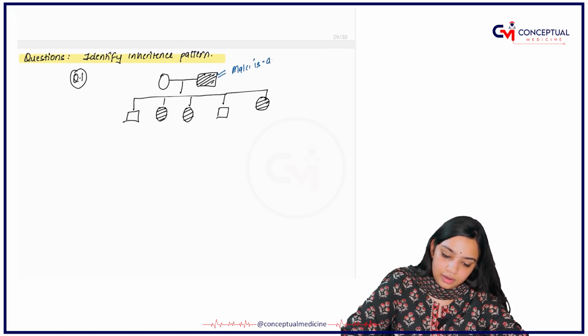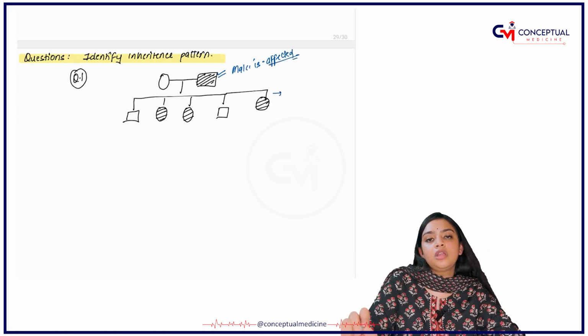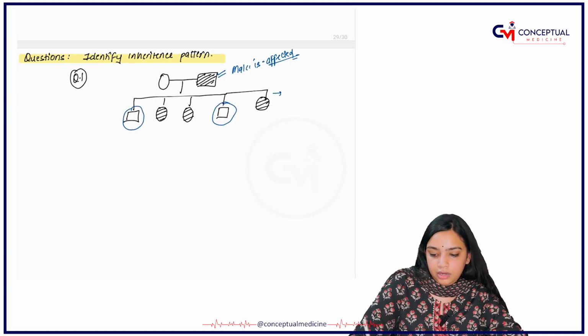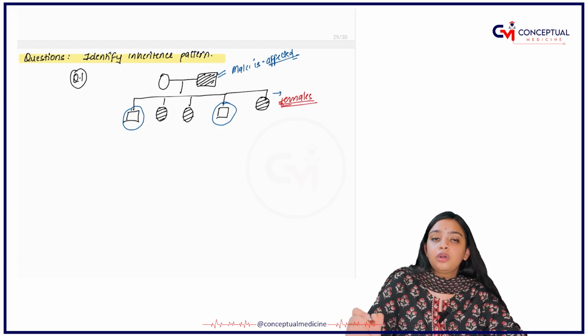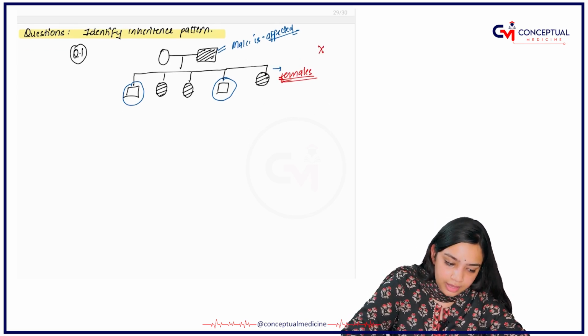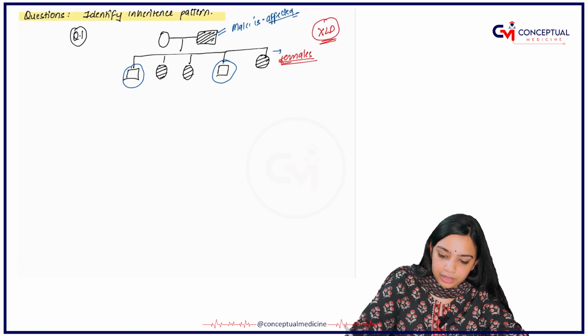Male is affected. See the first generation. In the first generation, are you able to appreciate that the males are normal and only the females are affected? Daughters are given all the trauma. So this is a case of X-linked dominant.